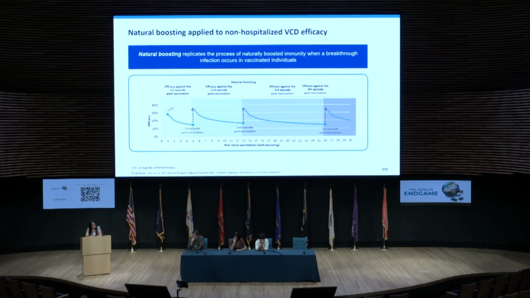So what we did was that, as you remember from the previous slide, for non-hospitalized VCD efficacy, you'll be on that waning curve, starting from once you are fully vaccinated, and then you will be going down over time. If you do have a breakthrough infection, then your immunity from vaccination will be boosted to the top of the curve if you're vaccinated seropositive, and if you're seronegative when you are vaccinated, then you will be moving on to the seropositive vaccine efficacy curve. So that's how we apply that in the model.